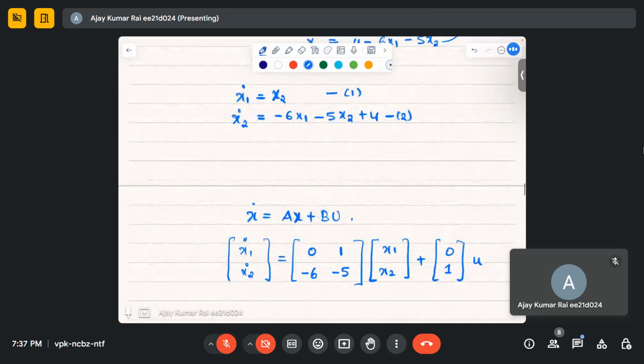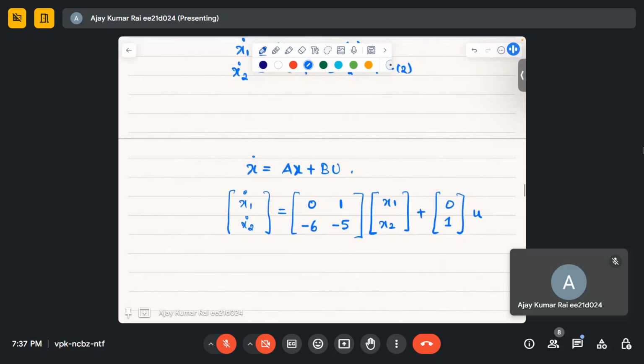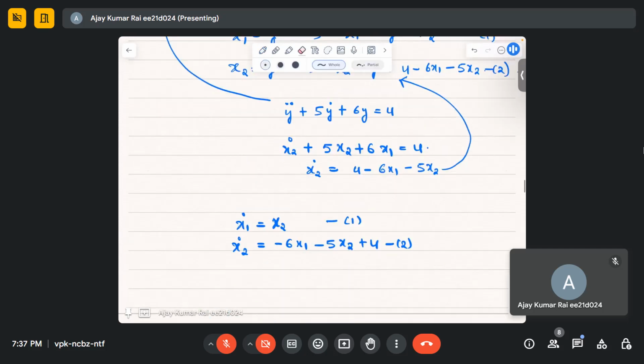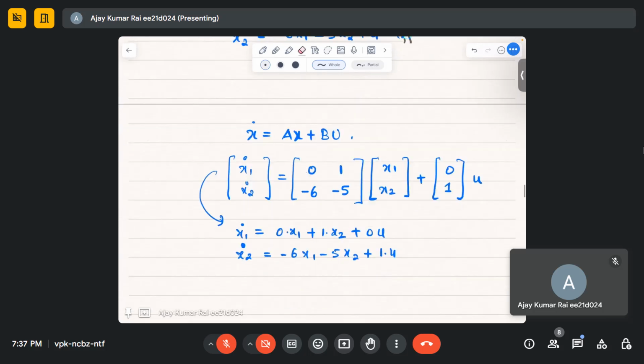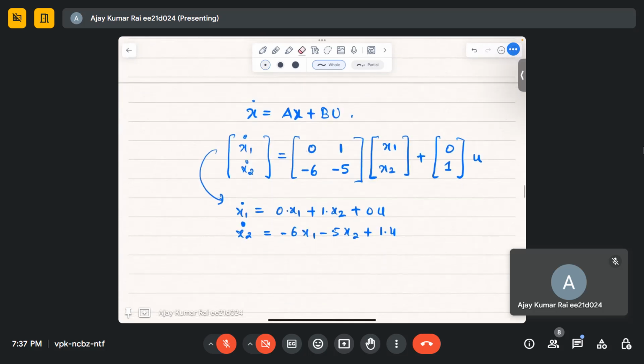We'll get the same equations. If you see how I have written it, x1 dot is equal to 0 into x1 plus 1 into x2 plus 0 into u, and x2 dot is equal to minus 6x1 minus 5x2 plus 1 into u. You can see these equations are the same as the earlier ones; I have just written them in matrix form. So these are the state equations.